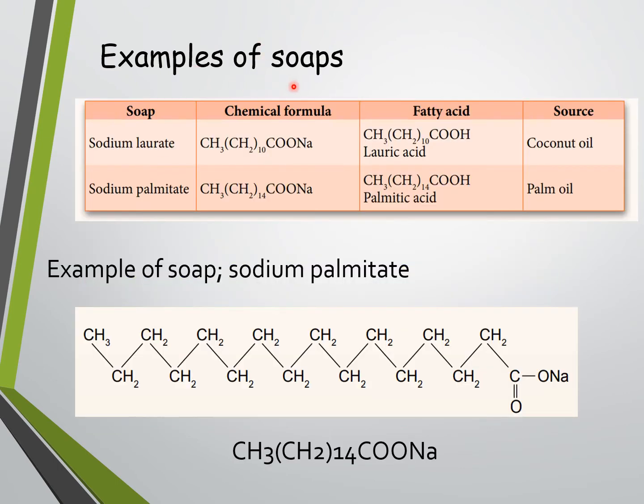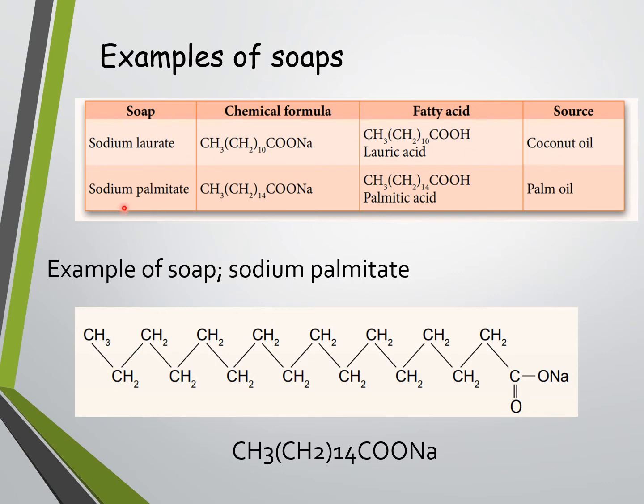We have examples of soap here. We have two examples. The first one is sodium laurate. The chemical formula is CH3 and CH2 in the bracket is 10 molecules. So you can imagine how long the molecule is. COONa, this is the functional group. The fatty acid is lauric acid. You can see here it's still attached to the hydrogen. When the hydrogen is kicked out, the sodium will take the hydrogen's place. The source for lauric acid is coconut oil.